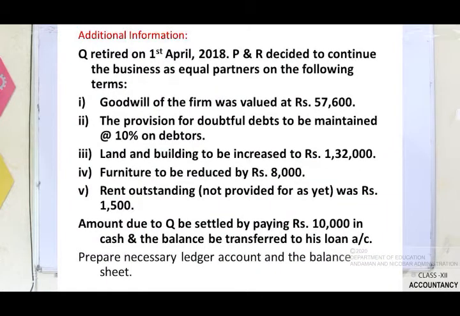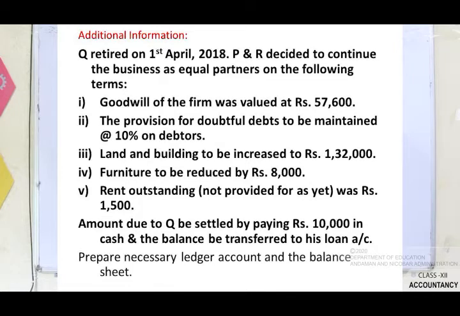Q retired on 1st April 2018. P and R decide to continue the business as equal partners on the following terms. Point number 1, goodwill of the firm was valued at rupees 57,600. Point number 2, the provisions for doubtful debt to be maintained at the rate of 10% on debtors. Point number 3, land and building to be increased to rupees 1,32,000, furniture to be reduced by rupees 8,000.